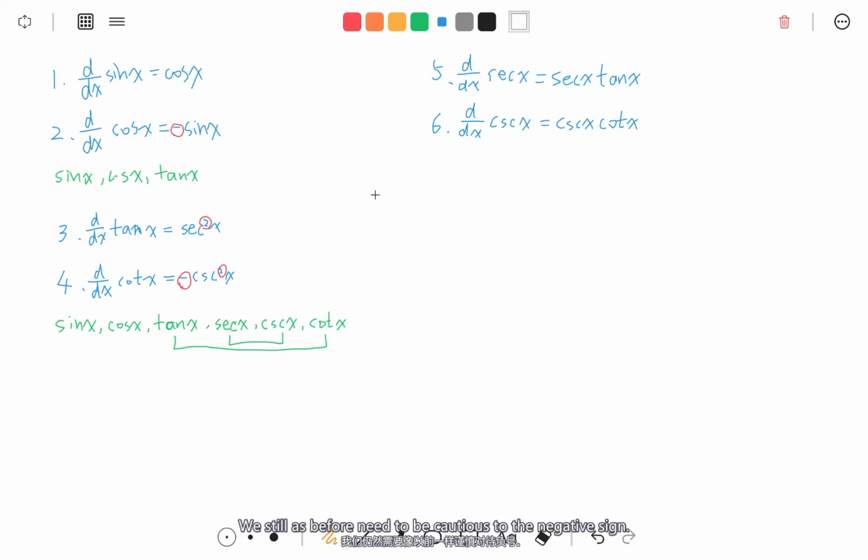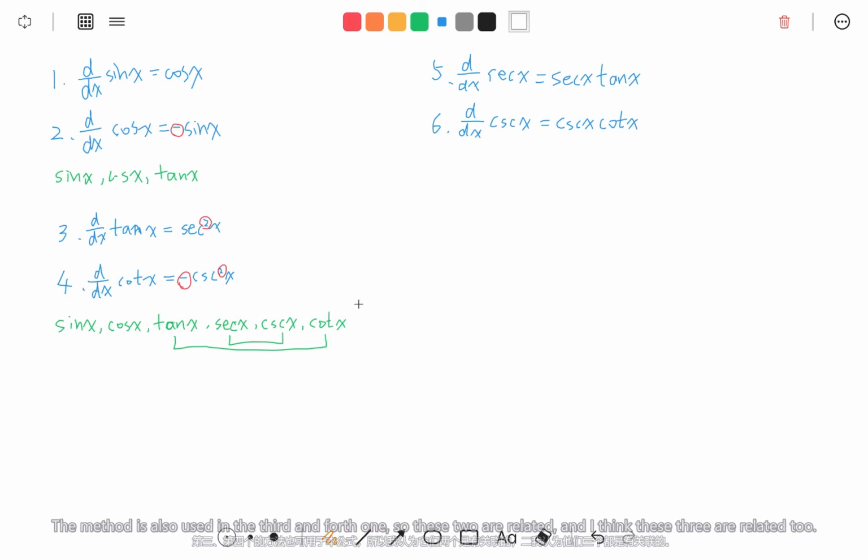We still, as before, need to be cautious about the negative sign. I believe you could also see the regular pattern of these two. They're all equal to themselves times tangent or cotangent. And this method is also used in the third and fourth one, so these two are related. And also, I think these three are related too.